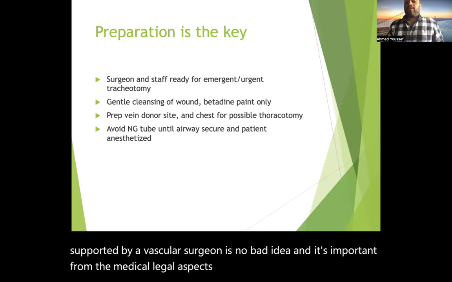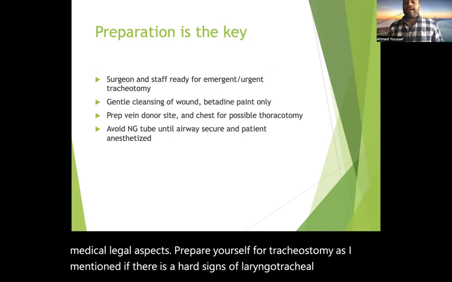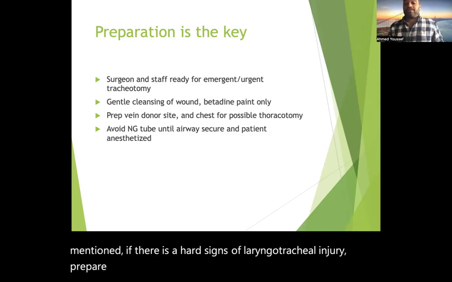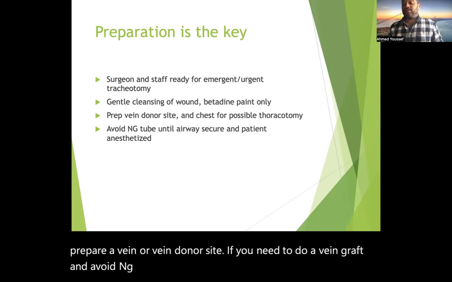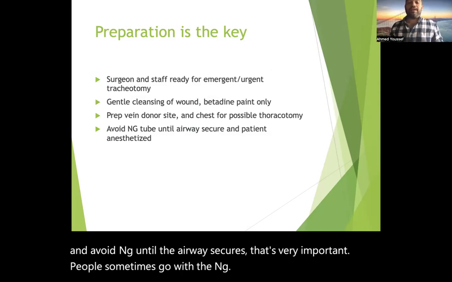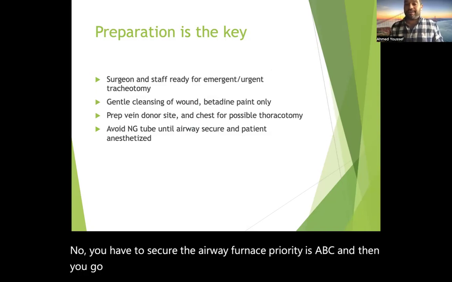Prepare yourself for tracheostomy. As I mentioned, if there are hard signs of laryngotracheal injury, prepare a vein donor site if you need to do a vein graft, and avoid NG until the airway is secured. That's very important. People sometimes go with the NG. No, you have to secure the airway first. Priority is ABC, and then you go ahead and do anything else. Okay?